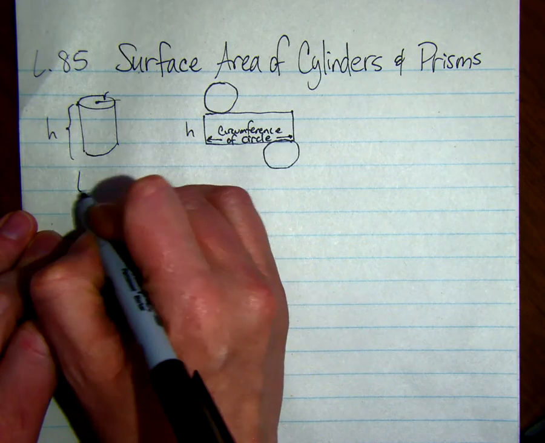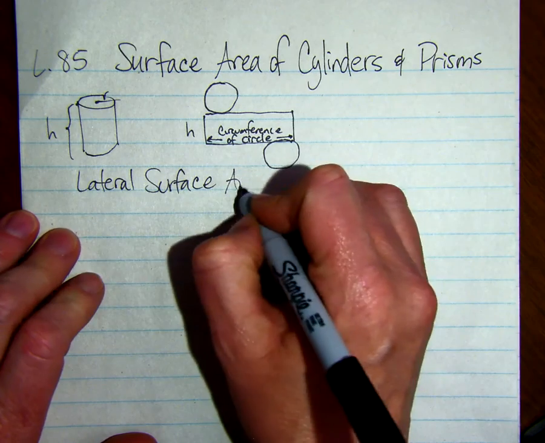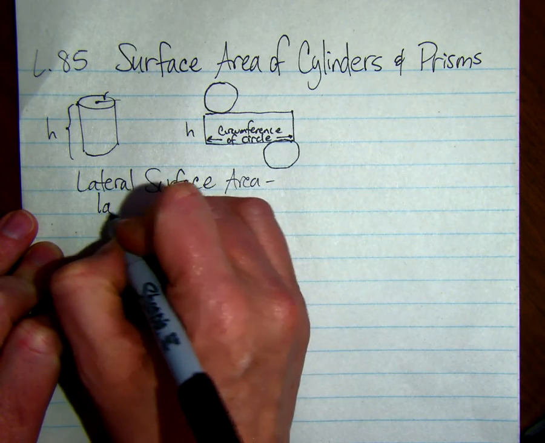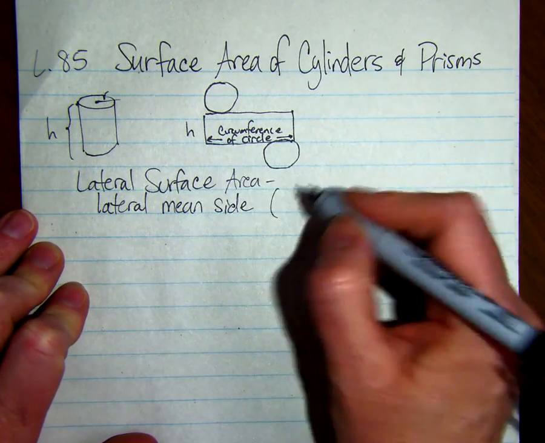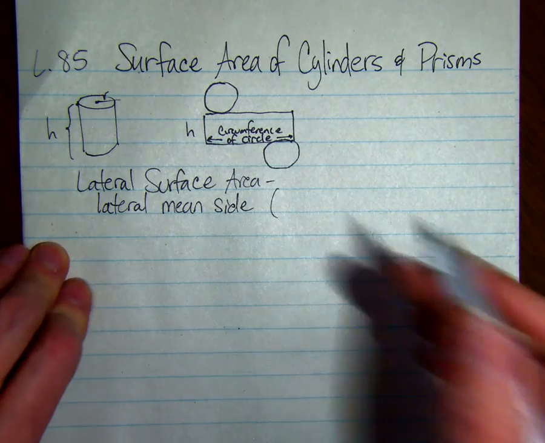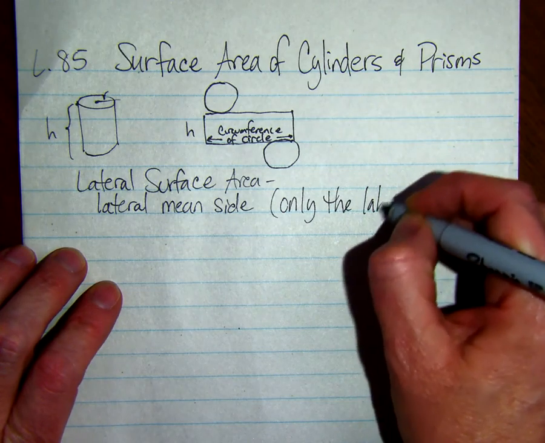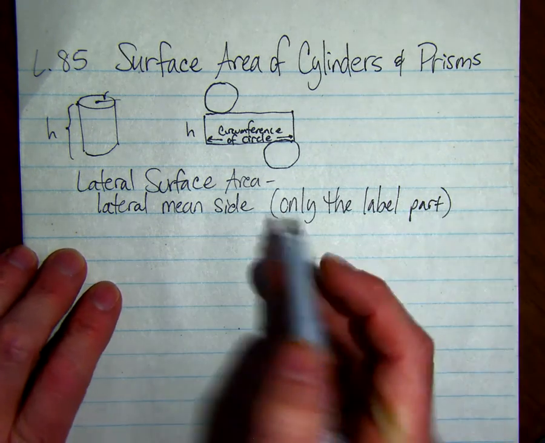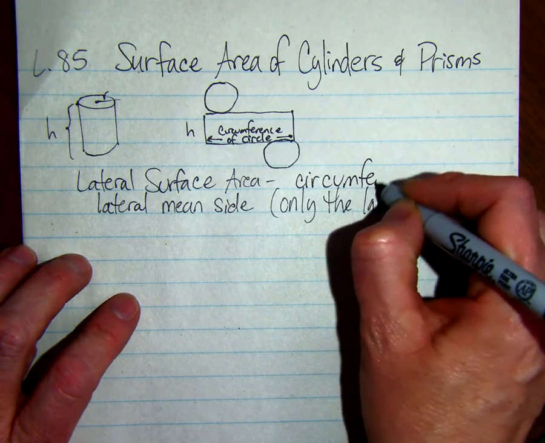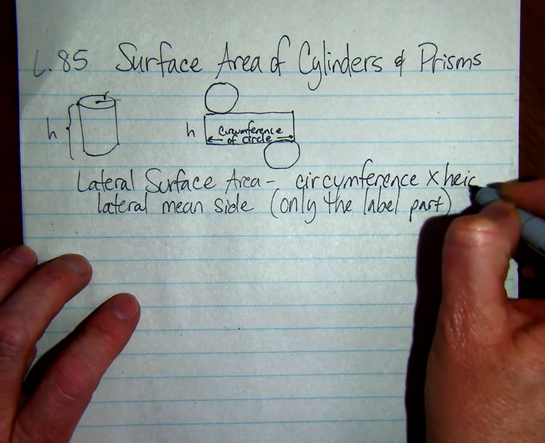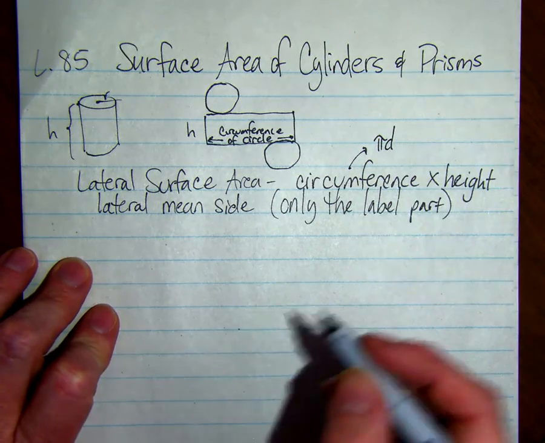So if I wanted to find the lateral surface area, now lateral just means the side. So if we're talking about, let's say it was a can of soup, the lateral is only the label part. So if you were to cut off the label, you would have a circumference times height. So it would be a rectangle, and to find the area of that, we just do circumference times height. Circumference is pi times diameter.